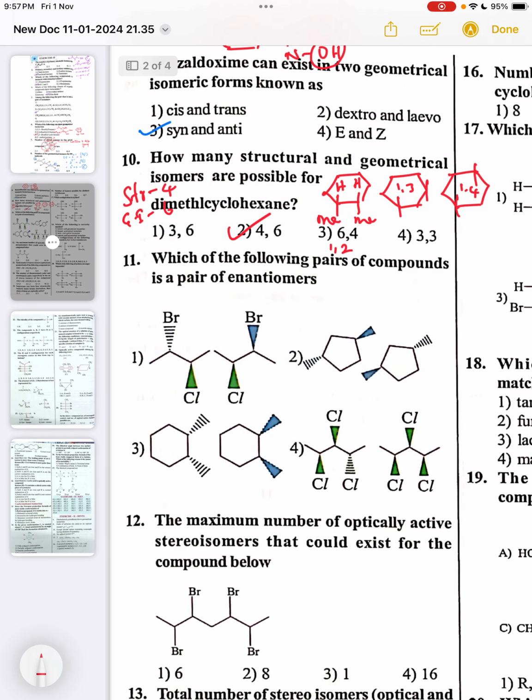Next, which of the following pairs of compounds is a pair of enantiomers? First, enantiomers are nothing but the isomers which are mirror images but not superimposable. Then they are called as what? Enantiomers. Enantiomers are the isomers which are mirror images but not superimposable.